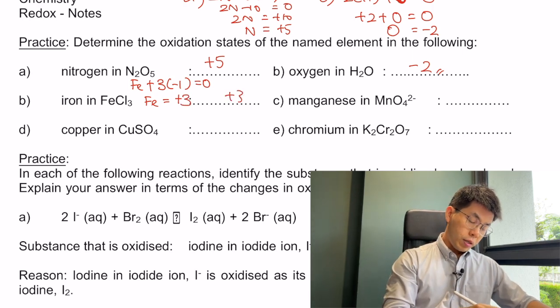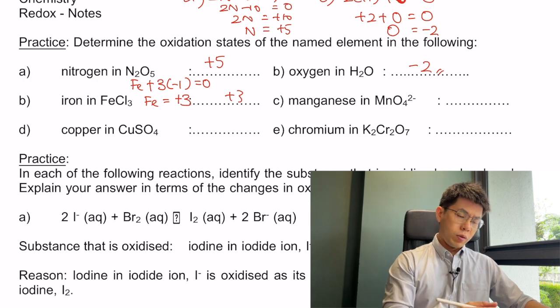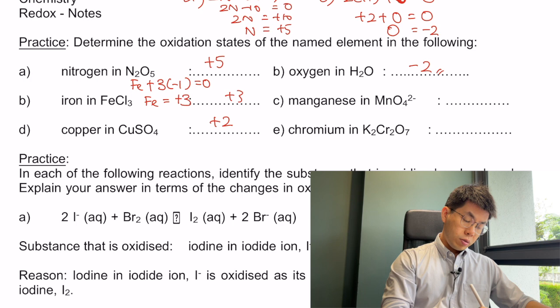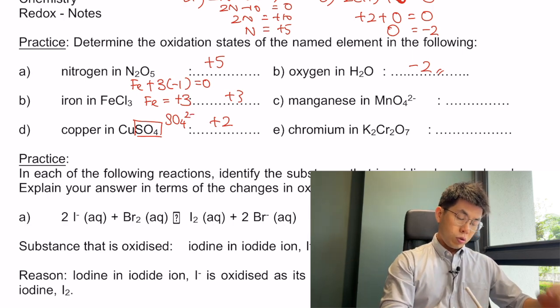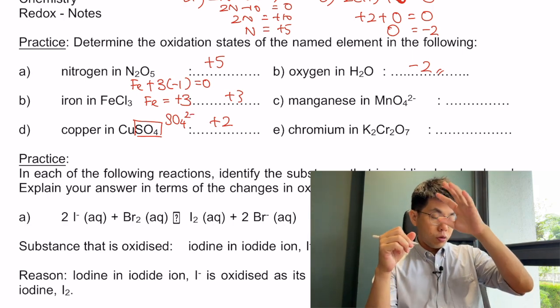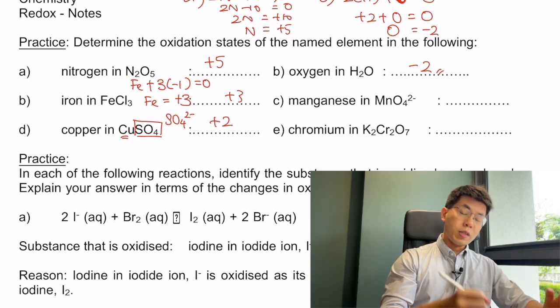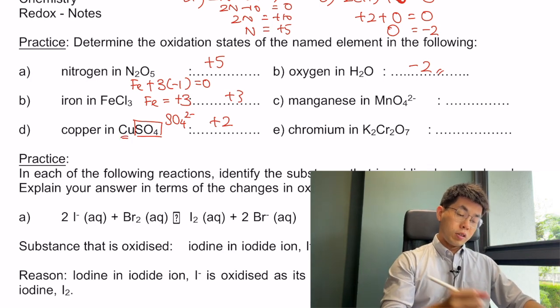Right, let's look at copper. This one we know is copper(II) sulfate, so we can immediately write 2. But how do we do this? We know that this is a sulfate, and sulfate is SO4 2-. So you don't need to know the sulfur. Since it's SO4 2-, the copper must be 2+, so it's a +2.